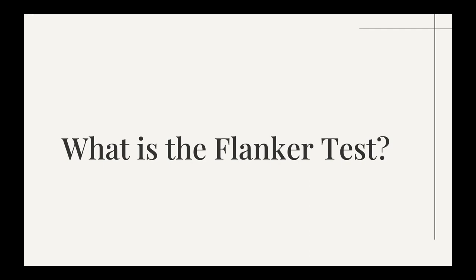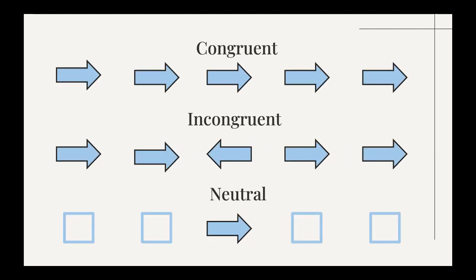The participants of the study were asked to look at a line of arrows. The congruent condition is where all the arrows are facing the same direction, and participants are asked to identify which direction the most center arrow is facing. While the incongruent condition is where arrows were facing different directions, and again, the participants were asked to identify the direction the most center arrow was facing.